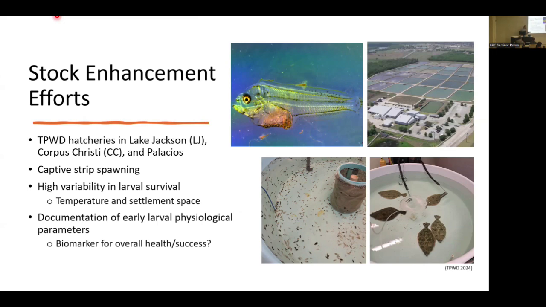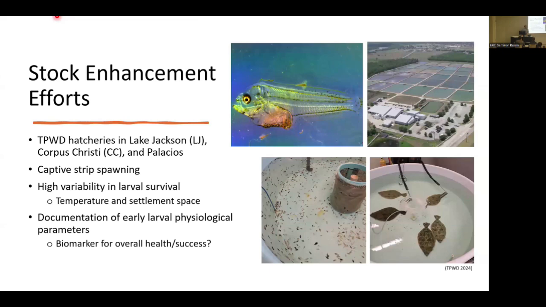Just like all flatfish, these guys metamorphose right around 40 to 50 days old to that more flattened-out adult stage, where they're only really going to be using the sides and bottom of the tank when they settle. So they won't use the full volume there. We're seeing pretty high variability in their survival across those hatcheries.